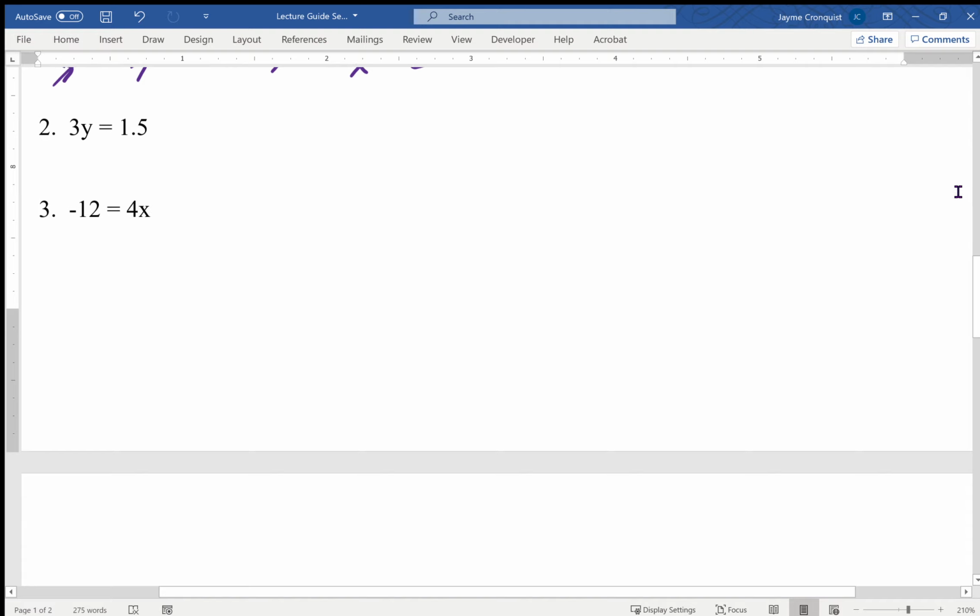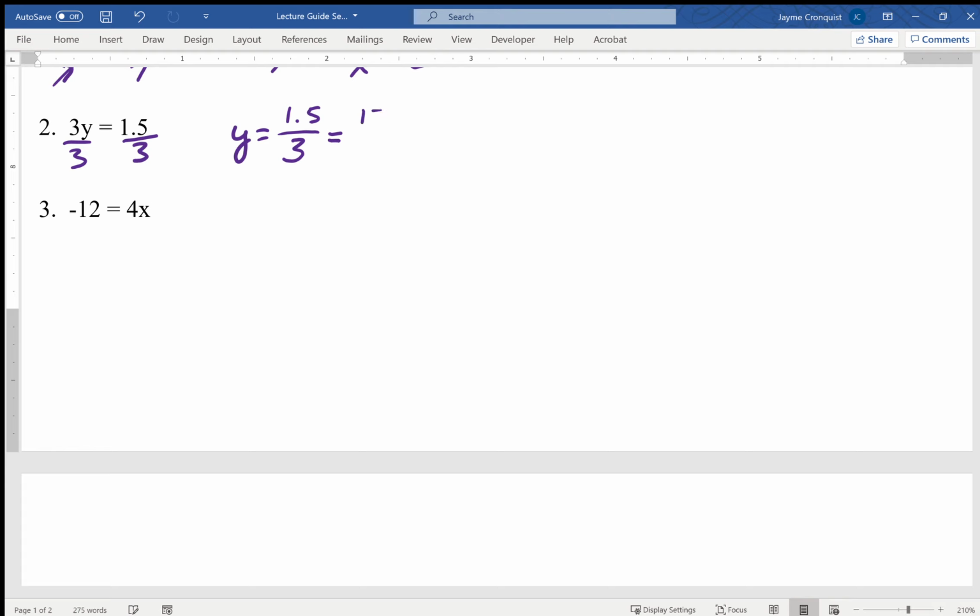All right, let's look at number 2. Now again, I'm going to divide by 3. Unfortunately, I have this silly decimal, so I can't see that right away. Okay, so y equals 1.5 over 3. You can put it in your calculator. We can move the decimal, turn it into 15 over 30, which hopefully you see that there are 2 15s in every 30. So it should be 1 over 2, or 1/2.